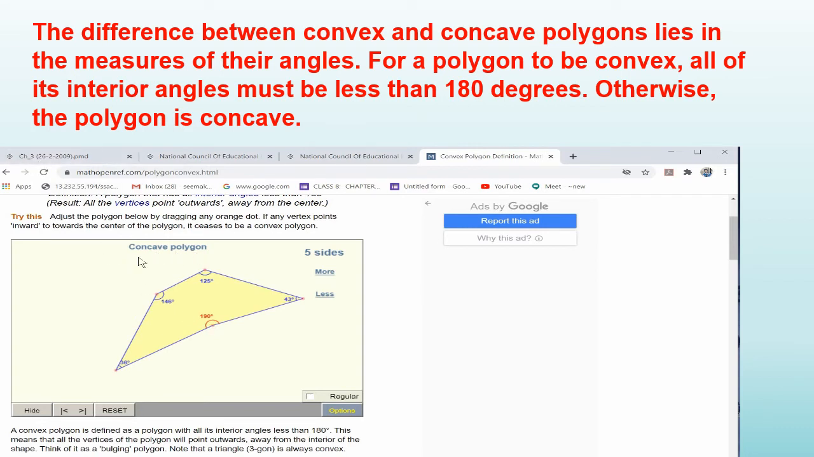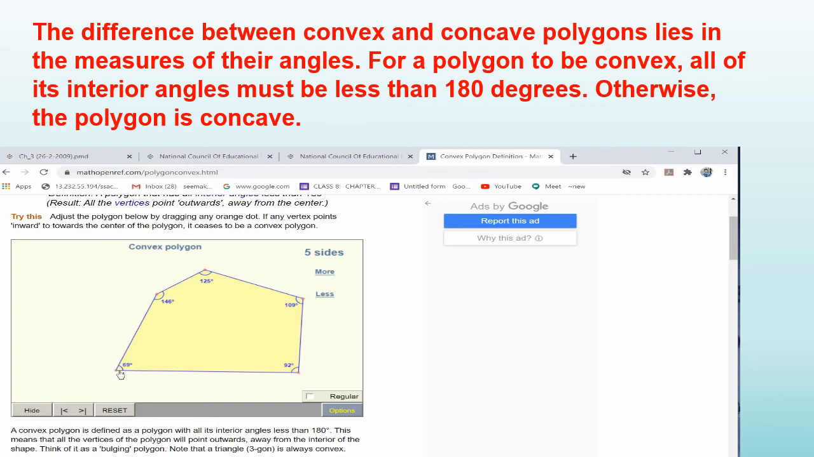You watch over here. The name of the polygon changes and a red line will appear. A red color will appear in the degrees. The red color shows that it is more than 180 degrees. See, more than 180 degrees, and it is pointing inwards. The vertex is pointing inwards. Now you see slowly it is becoming less than 180 and it is becoming a bulging polygon.